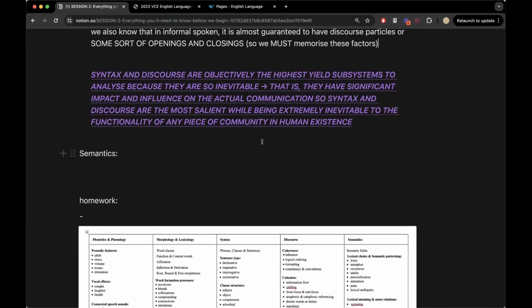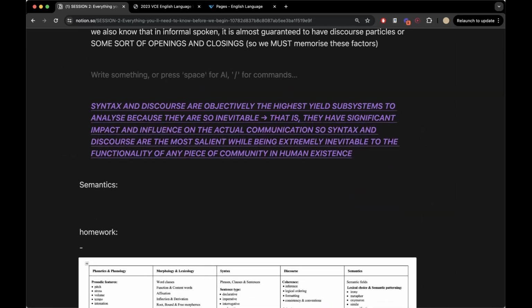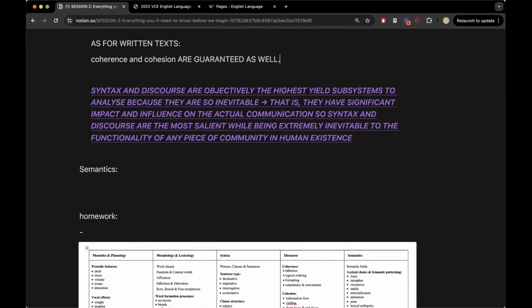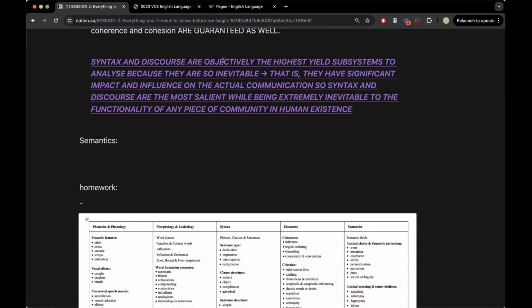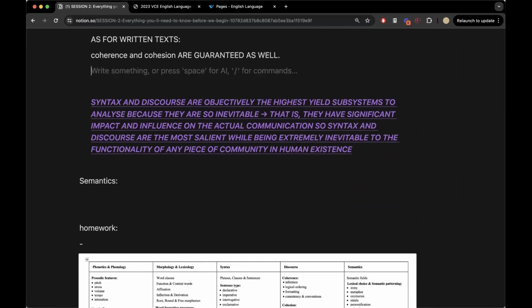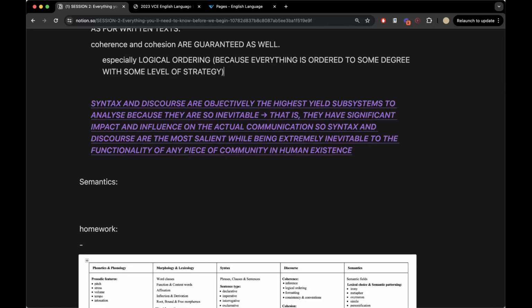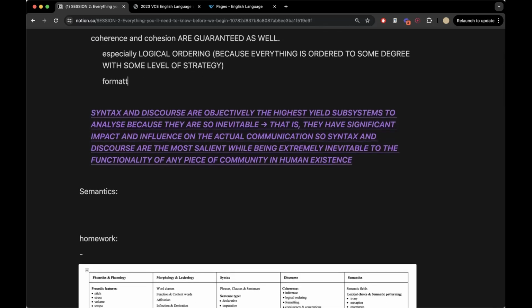But as for written texts, coherence and cohesion are guaranteed as well, right? So you must know them. You must know exactly how to talk about them, especially logical ordering, because everything is ordered to some degree with some level of strategy, right? Now, formatting is pretty much guaranteed.